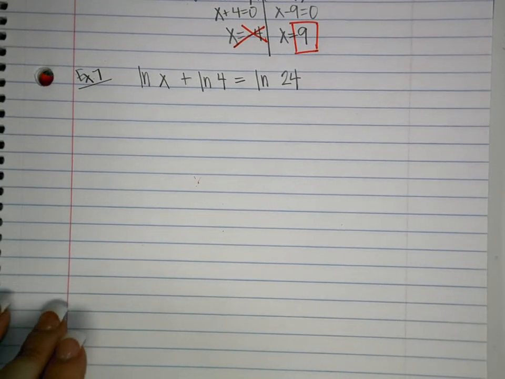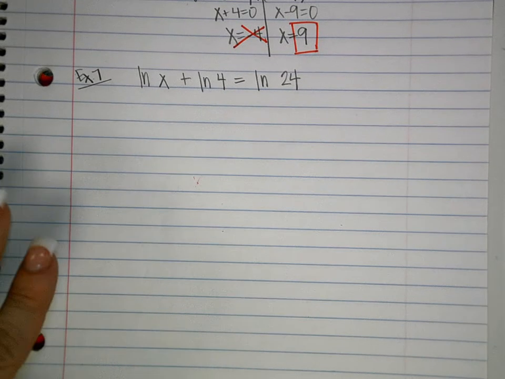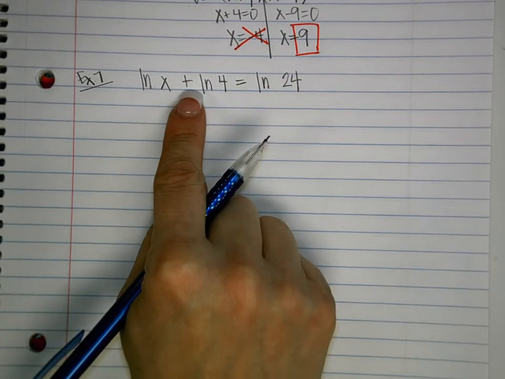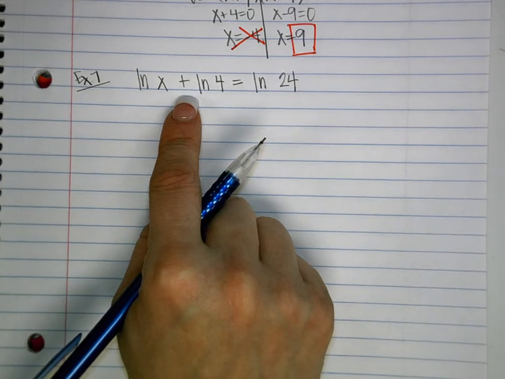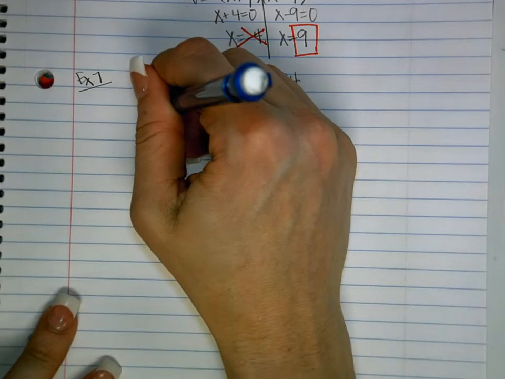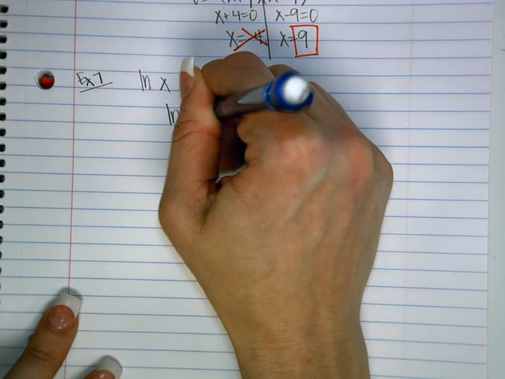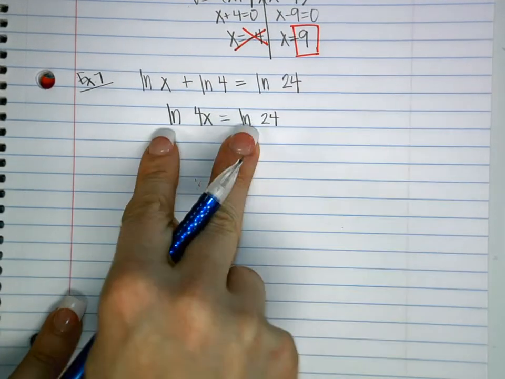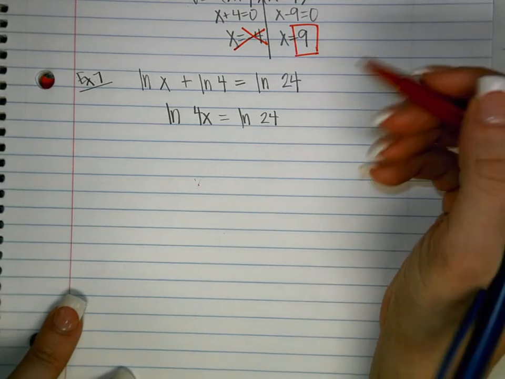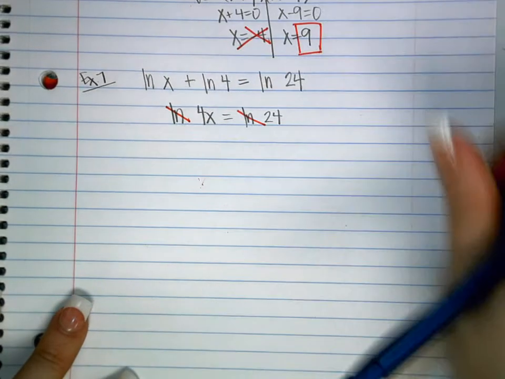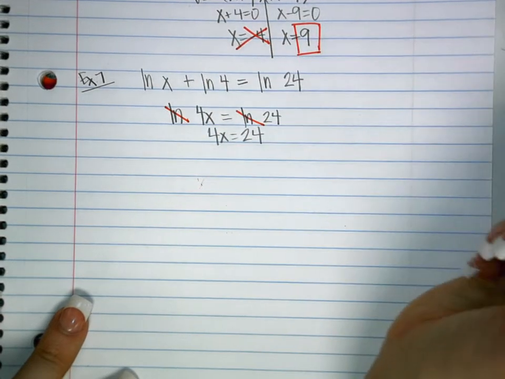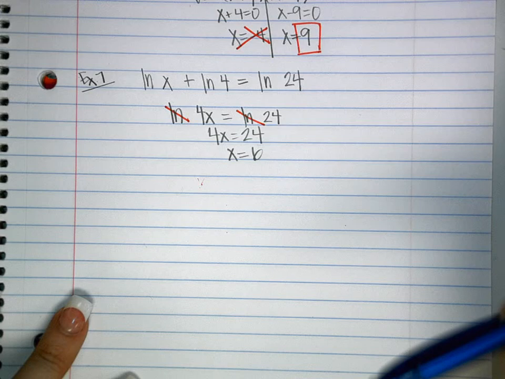Can you drop them yet? No, you have to have one on each side. It has to be balanced before I can drop them. So what do you think I do? Addition becomes multiplication, so natural log 4x equals natural log 24. Natural log is the exact same thing as the other log rules. You can drop them. Then just set these parts equal to each other. Divide through. x is 6.